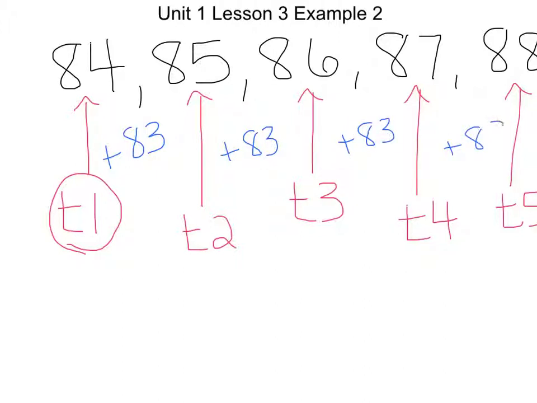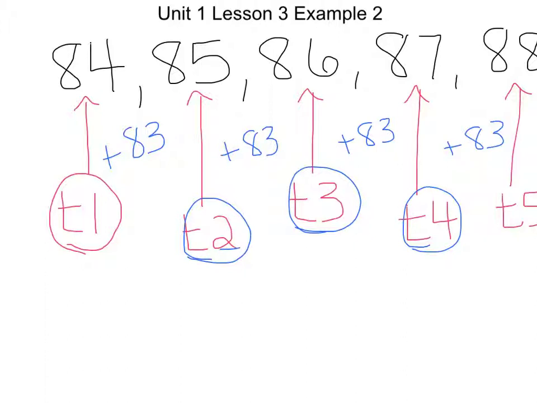And I'm not going to do 88 just because it's kind of squished there. So let's go ahead and look and see. If we take our 2 and we add 83 to it, we should get 85. If we take 3 and we add 83 to it, we get 86. If we take 4 and we add 83 to it, we get 87.